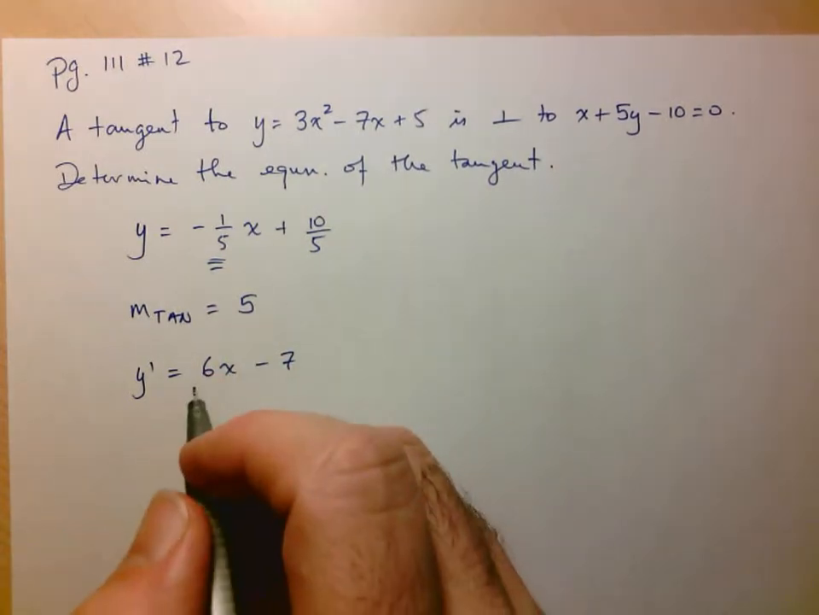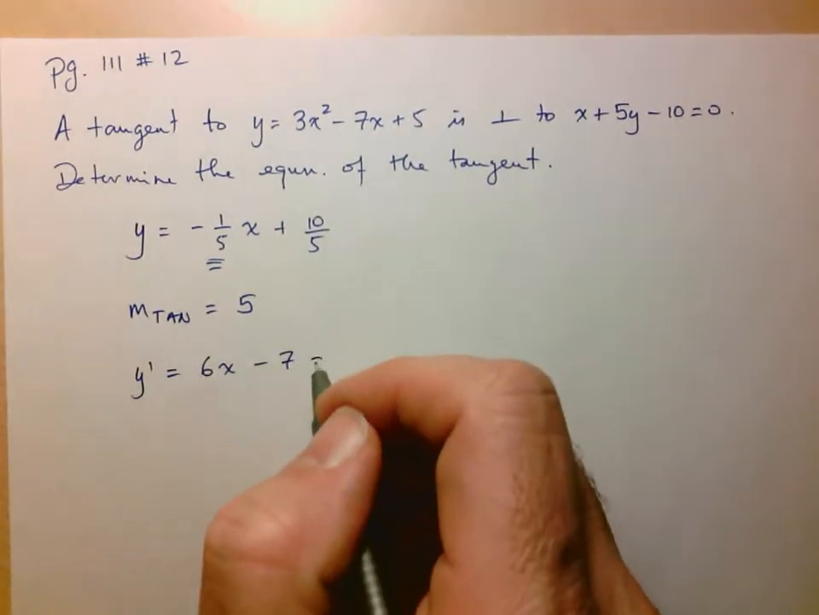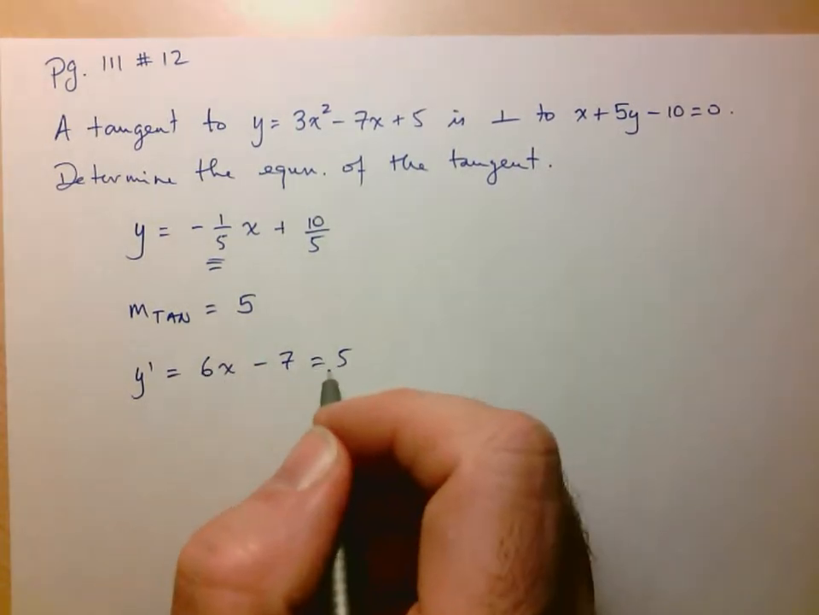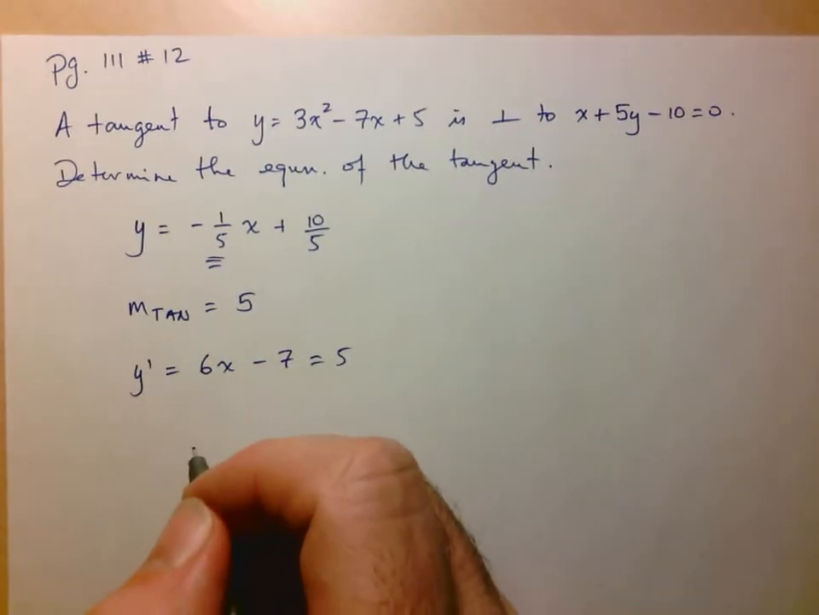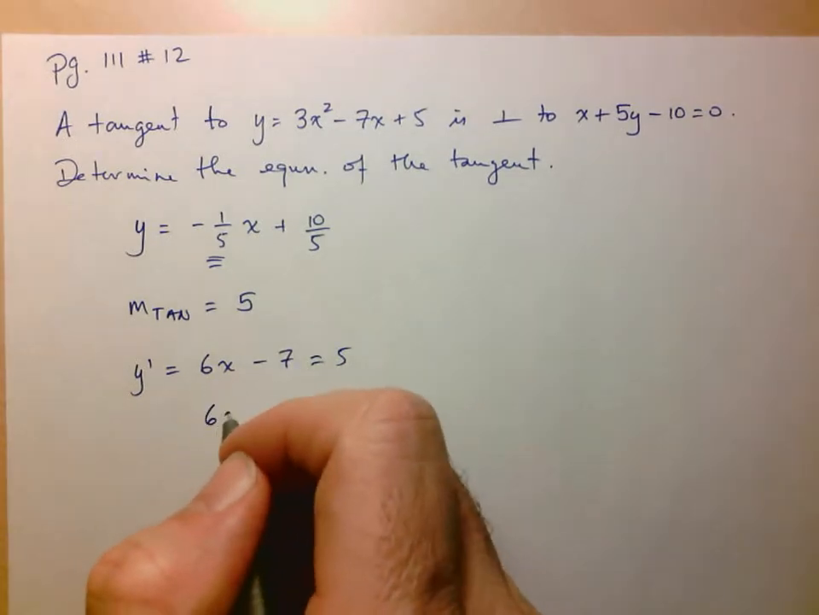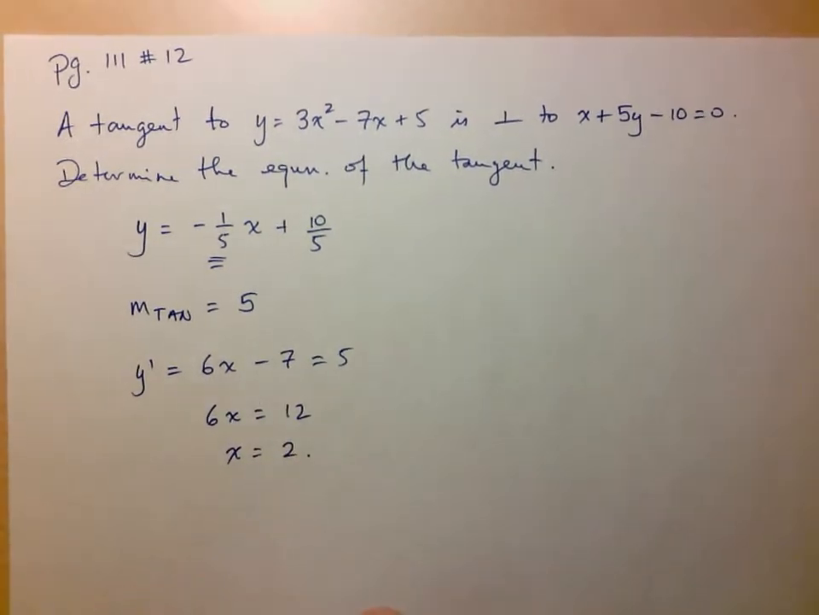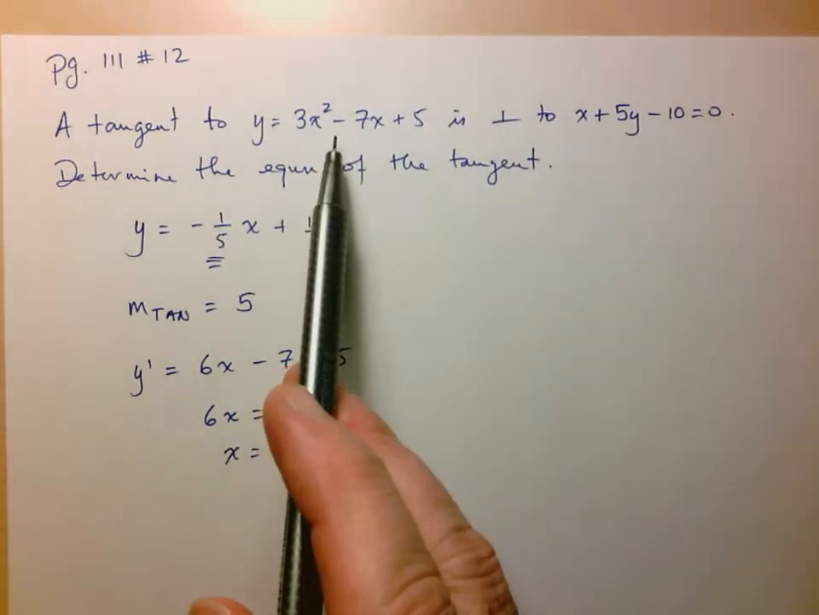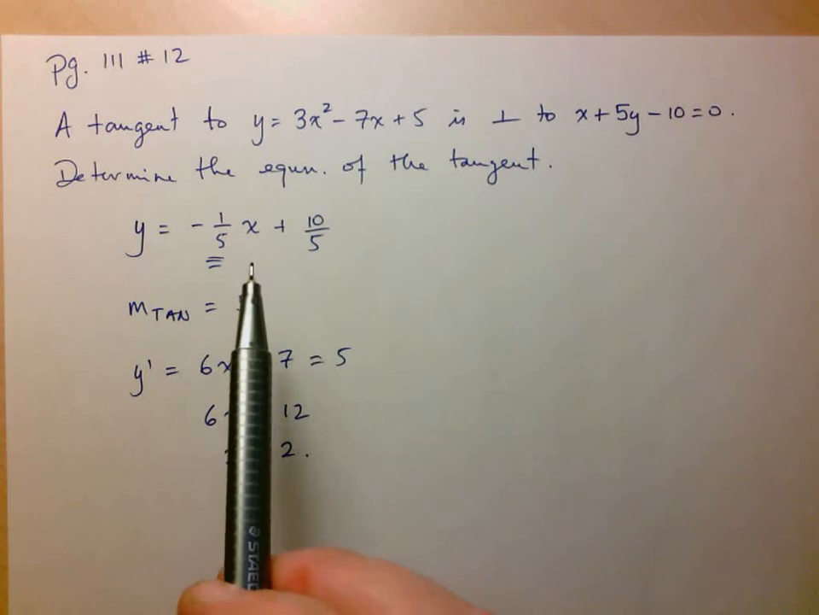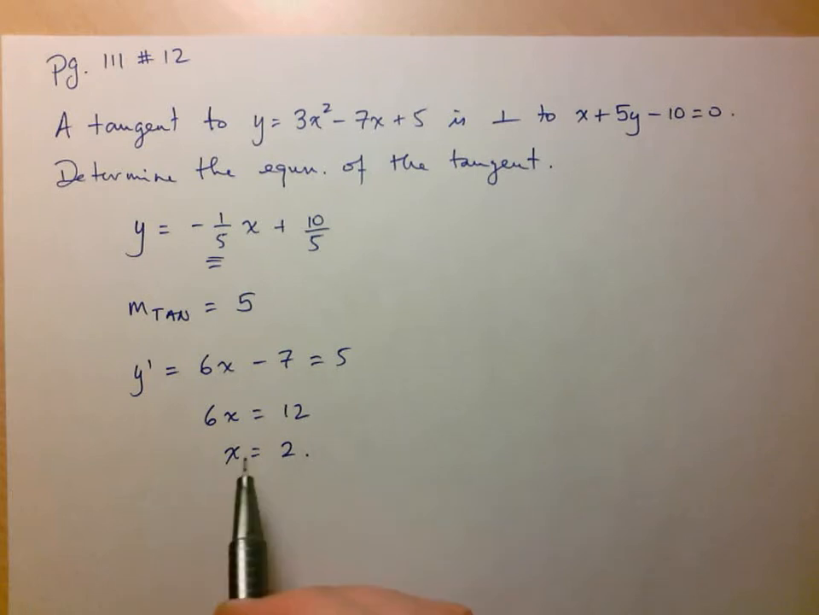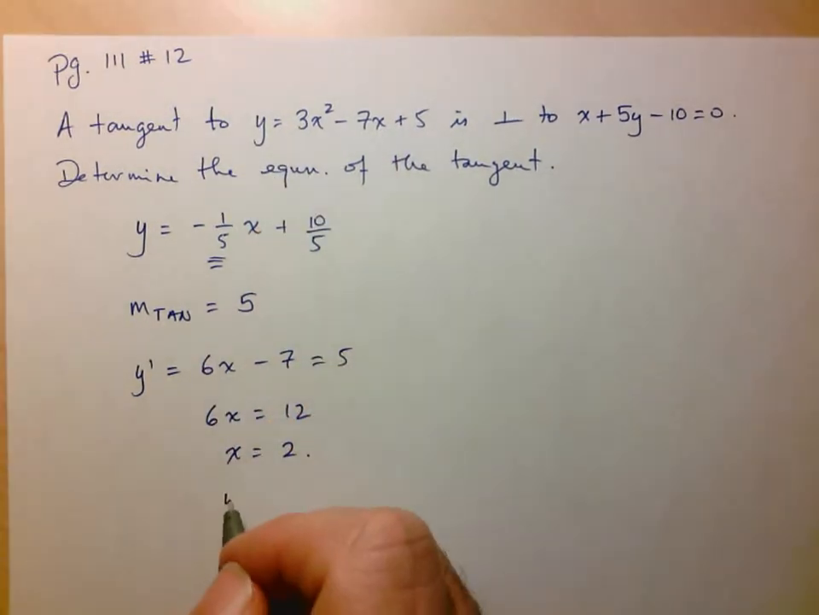Okay, so I need to know when is this derivative equal to 5. Okay, so I'm solving this equation, and I see it's a linear equation, so it means there's only going to be one answer here. So 6x is equal to 12 and x is equal to 2. Okay, so when x is equal to 2, this function is going to have a tangent whose slope is perpendicular to the given line. Okay, but of course to find the equation I need a point, so I need to stick this into the equation to find the y value.